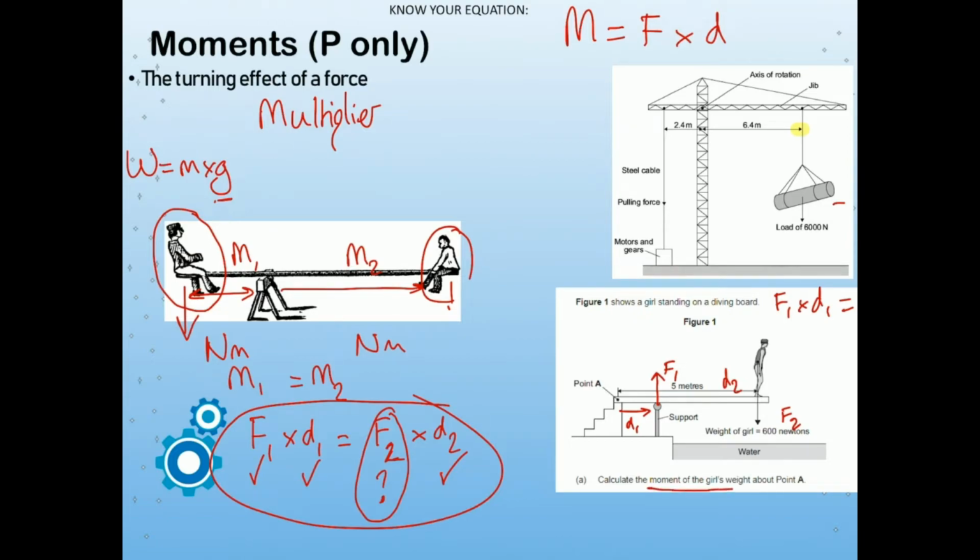So calculate the moment of the girl's weight about point A is the first question, so using just these two, and then the second question later would go on to ask you to find out what F1 would be, using the same setup as we had from the previous question.